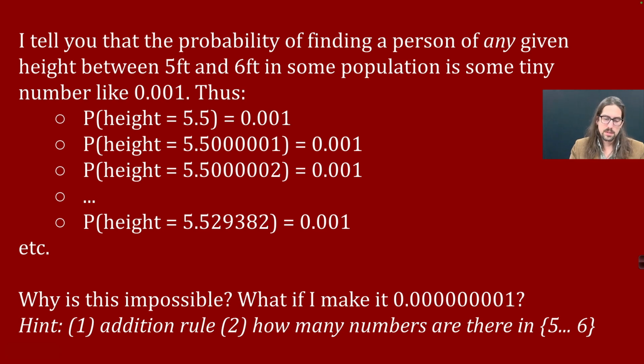So the answer is that there are an infinite number of numbers between 5 and 6, and I have to account for all of them. So if I'm adding up, I know that basically the sum of the probabilities has to be 1. So if these probabilities are all some finite number, no matter how small it is, but I have an infinite number of them, then these probabilities have to sum to infinity, right? No matter how small the thing is I'm adding up, if I'm adding up an infinite number of it, it's going to be greater than 1. So that's not possible, right?